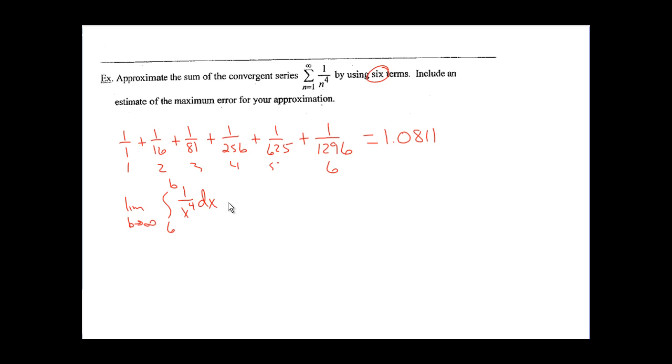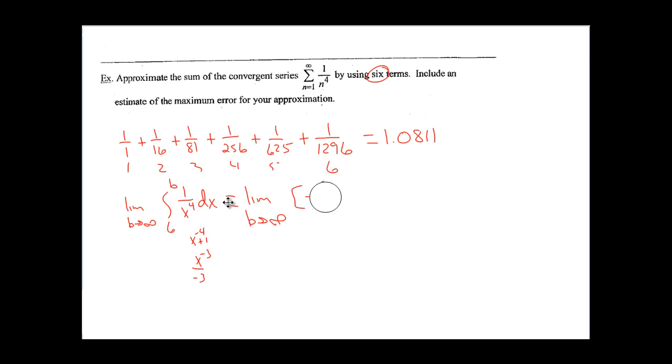This is equal to the limit as b approaches infinity of, well, let's see, 1 over x to the 4th is x to the negative 4. We're going to add 1 to the power. That makes it x to the negative 3 and divide by negative 3. So we have negative x to the 3rd.